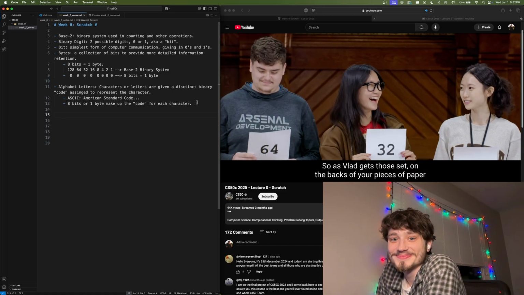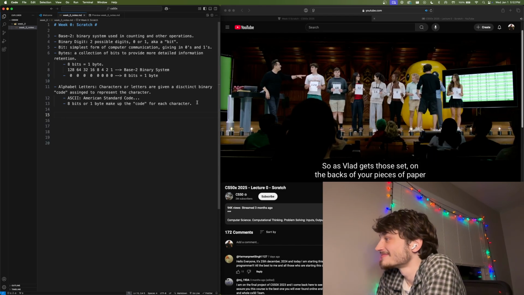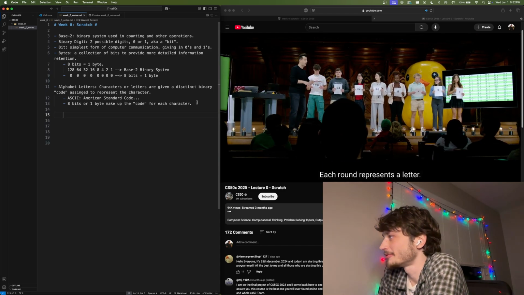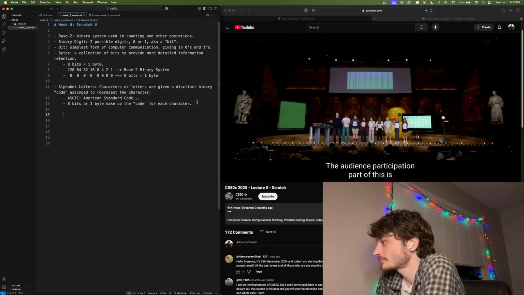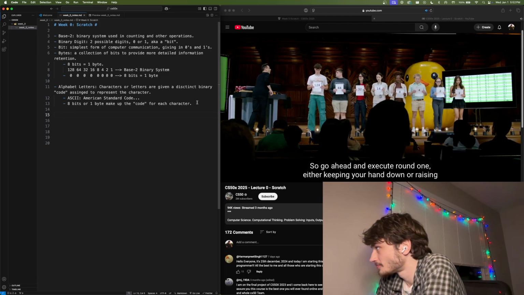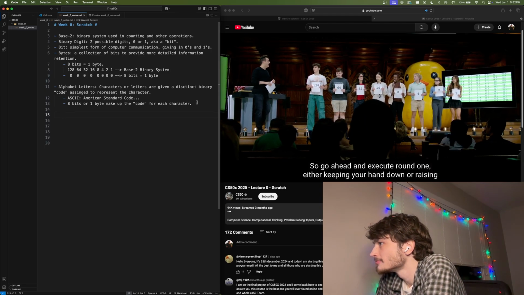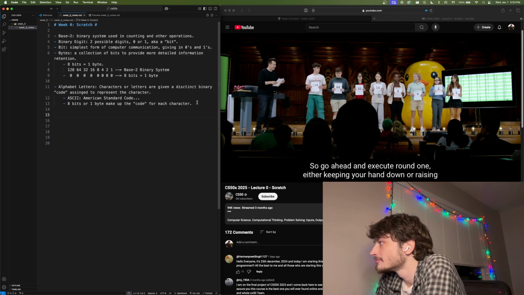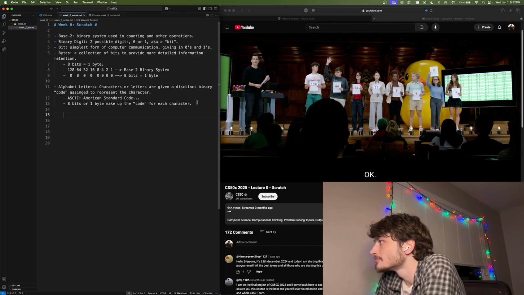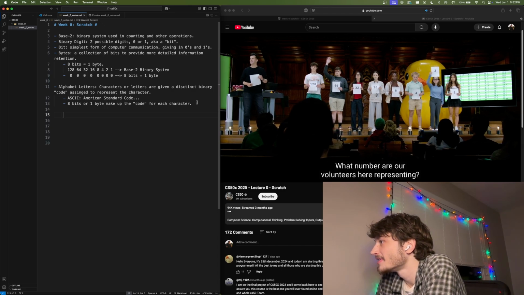So as Vlad gets those set, on the backs of your pieces of paper, you have instructions for the following 3 rounds. Each volunteer represents a letter. The audience participation part of this is to actually do the mental math to figure out what number these volunteers are representing. All right, here we go. Go ahead and execute round 1, either keeping your hand down or raising it appropriately.